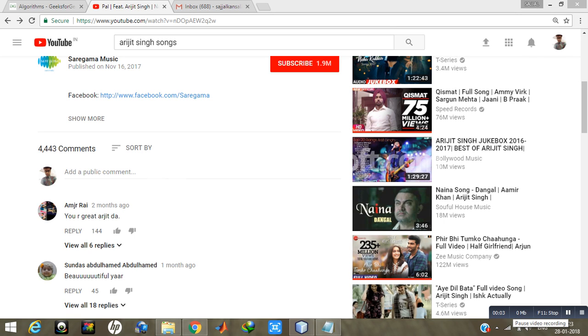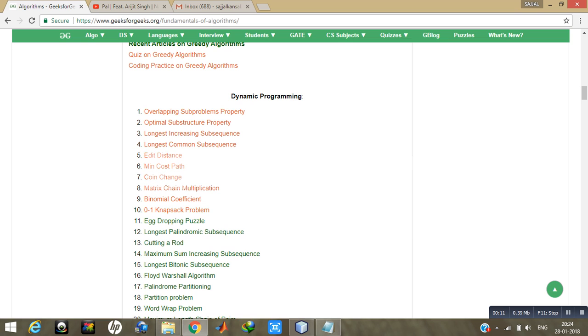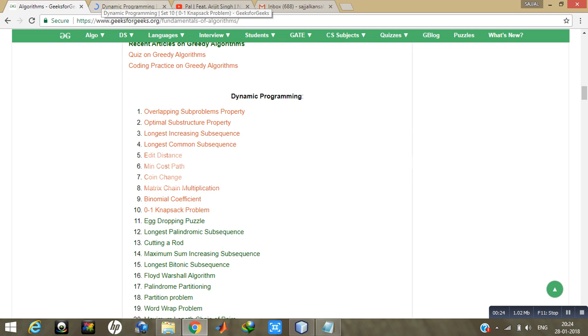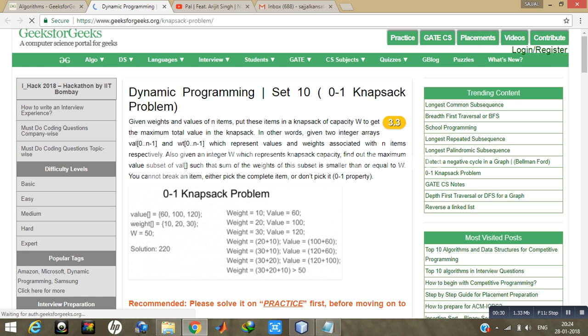Hello guys, my name is Sajjal Kansal and today I would like to discuss the knapsack problem with you. It's available in the dynamic programming section in Geeks for Geeks, and you can easily find it by just googling 0/1 knapsack problem, and the first link will redirect to this knapsack problem link.